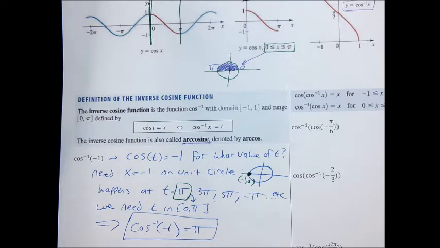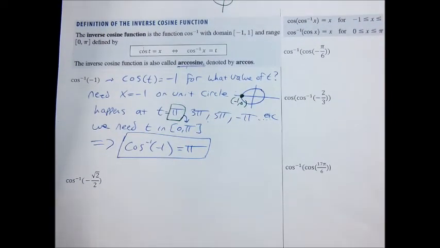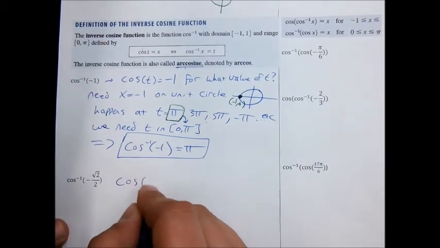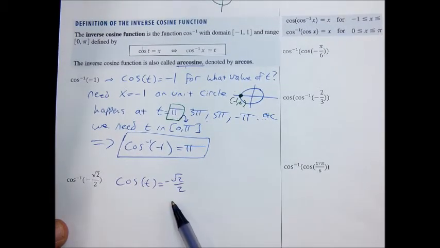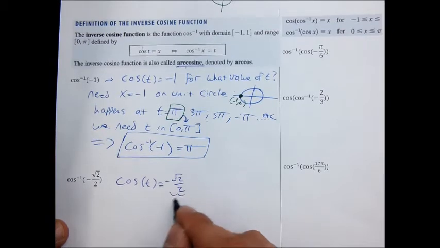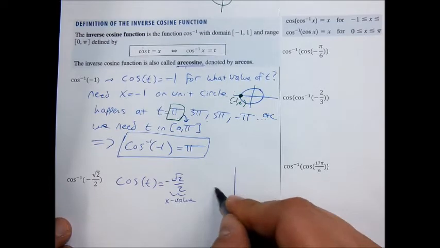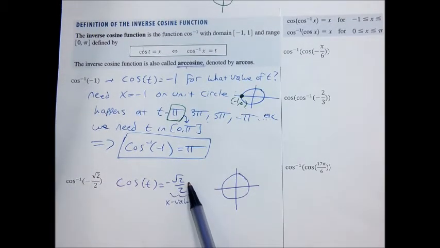All right. I'd like you to give the second one a try then. I'll set it up. The way you think about the second one is you want to think, what do I need to plug into cosine to get an x value of minus root 2 over 2? This is the x value on the unit circle. So you want to think about where on the unit circle that is the x value. And then try to pick the one that's in the interval 0 to pi. Take a moment to think about that.